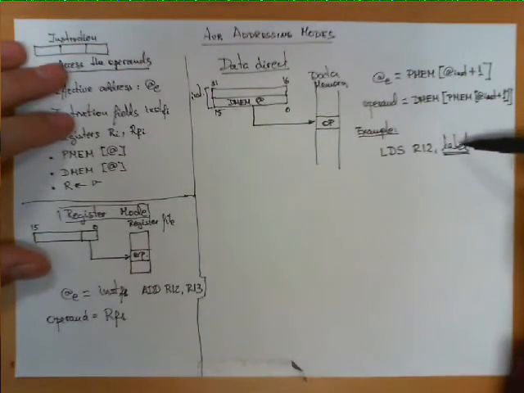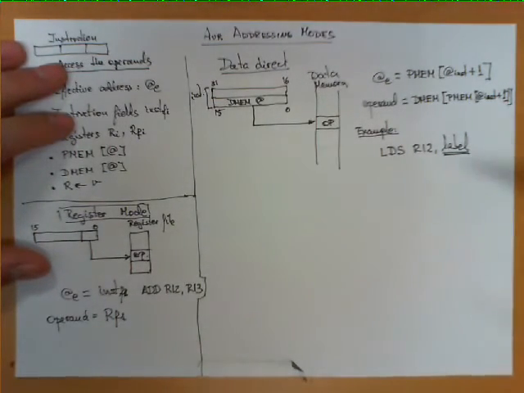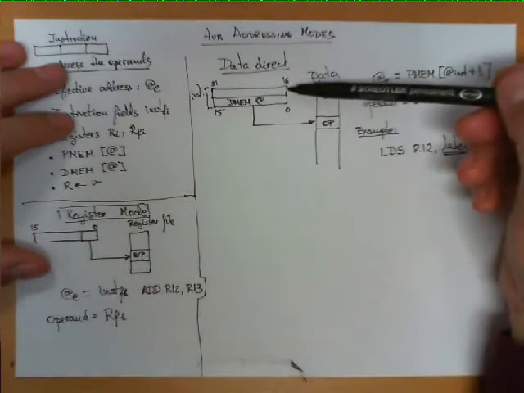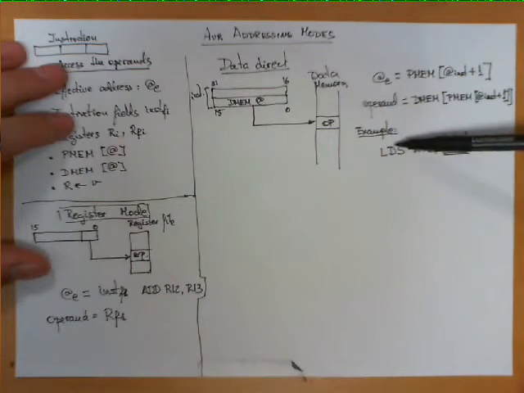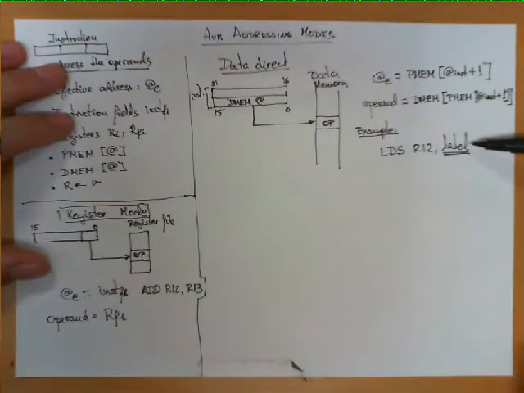specified by this label. Another way of looking at it, this instruction that you're seeing here is encoded in such a way that the first 16 bits encode the operation code LDS and the register R12, and the additional 16 bits encode the address which is assigned to this label definition on your program.